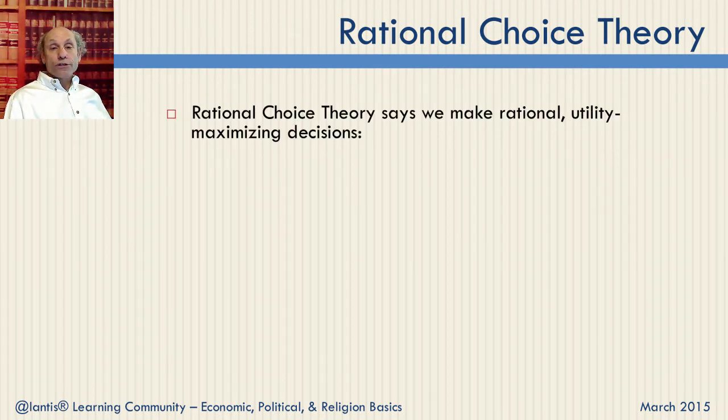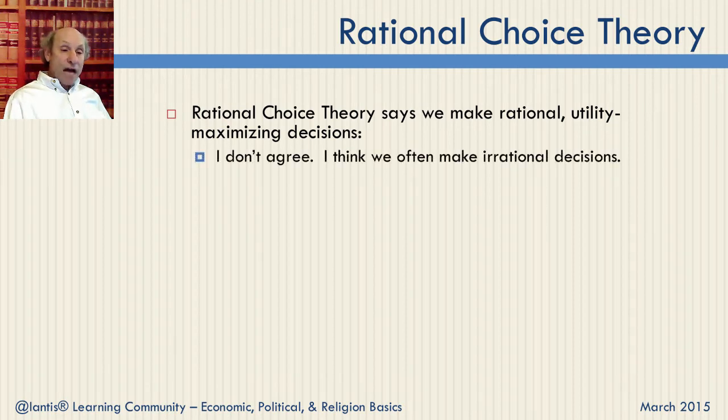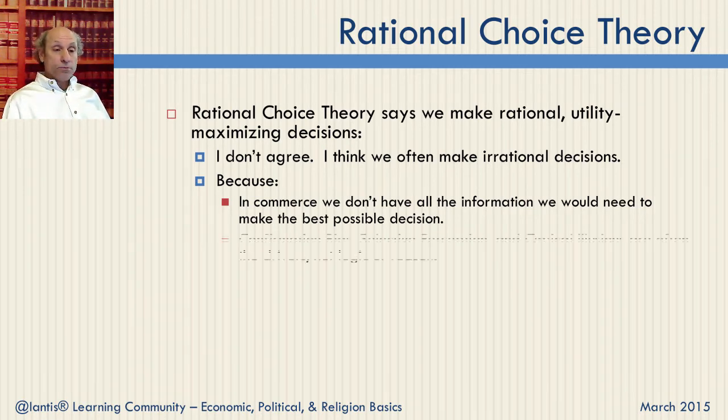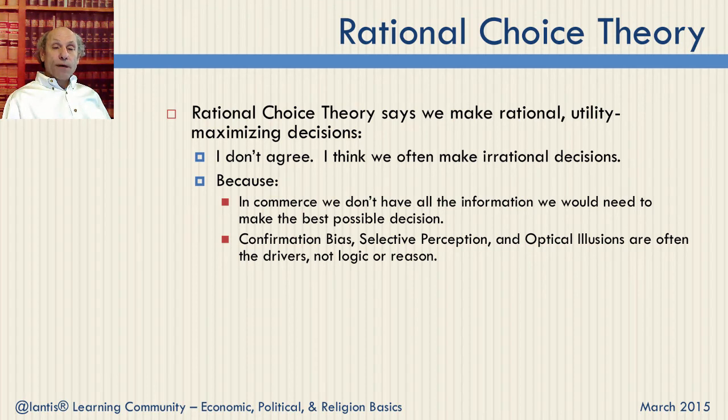Rational choice theory says we make rational, utility-maximizing decisions. But I actually don't agree with this. I think we often make irrational decisions. Why? In commerce, we don't always have all the information we need to make the best decision possible. Remember, I talked in the introduction about things like confirmation bias, selective perception, optical illusions, and other drivers that drive not logic or reason.